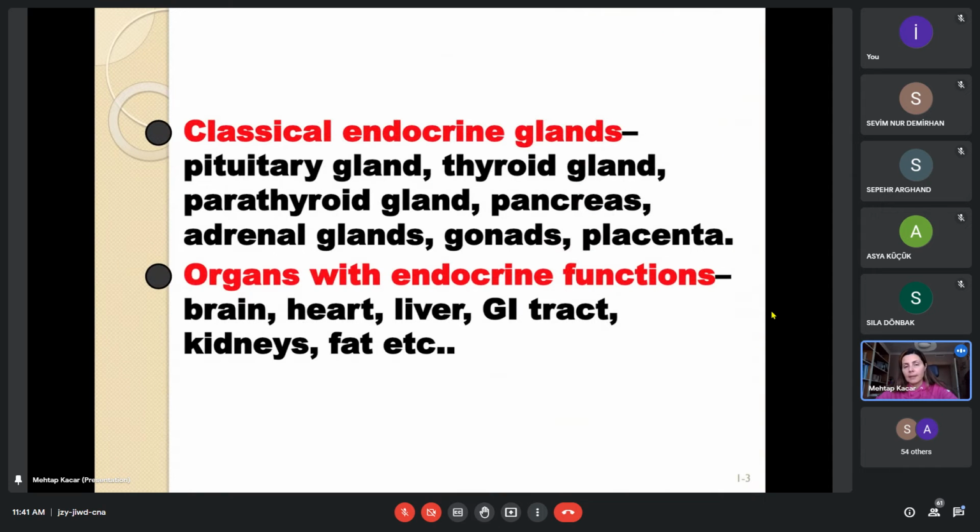They are classic endocrine glands, and we have some organs with endocrine functions: brain, heart, liver, gastrointestinal tract, kidneys, and fat. They are not classical endocrine glands, but they produce hormones.